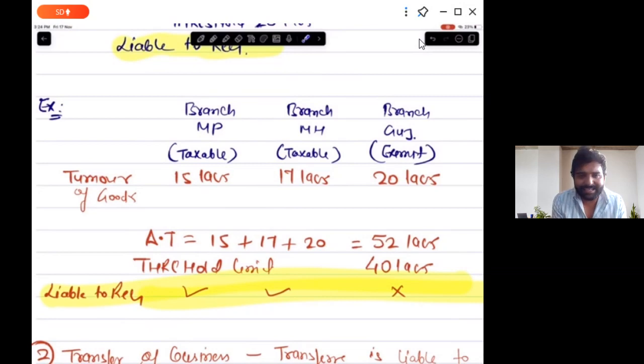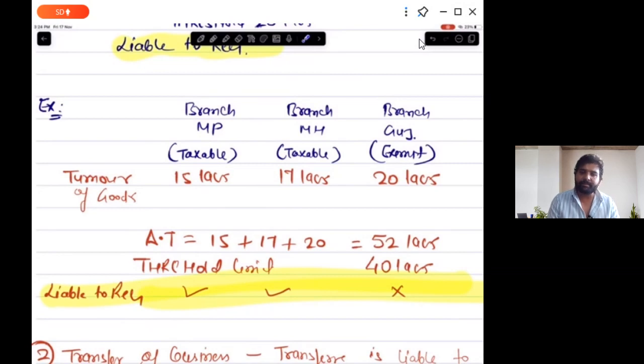Now the question arises, sir, what threshold limit will be applicable? All these states are of normal category, MP, Maharashtra, Gujarat. So of course the limit applicable will be 40 and I am dealing in goods. So definitely 40. Now my AT is 52 and my threshold limit is 40. So of course it is crossing the limit. I need to get registered, but I don't need to get registered in Gujarat. And you know why? Because I am dealing only and only in exempt goods in Gujarat. So I don't need to get registered for Gujarat. I will be registered in Maharashtra.